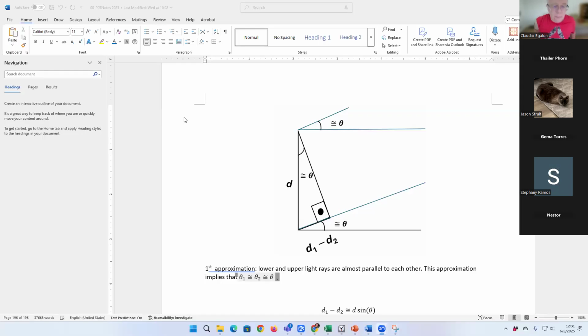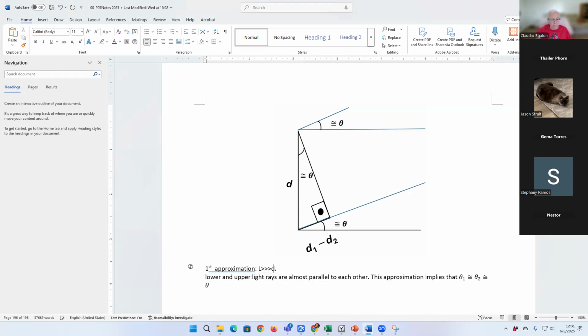Okay, here you go. First approximation, let me correct what I said there. The first approximation is the following: L much greater than D. That's the first approximation, okay? When I say much greater than D, what do I mean? I mean that L must be greater than 10 times D. That's a good rule of thumb, okay?